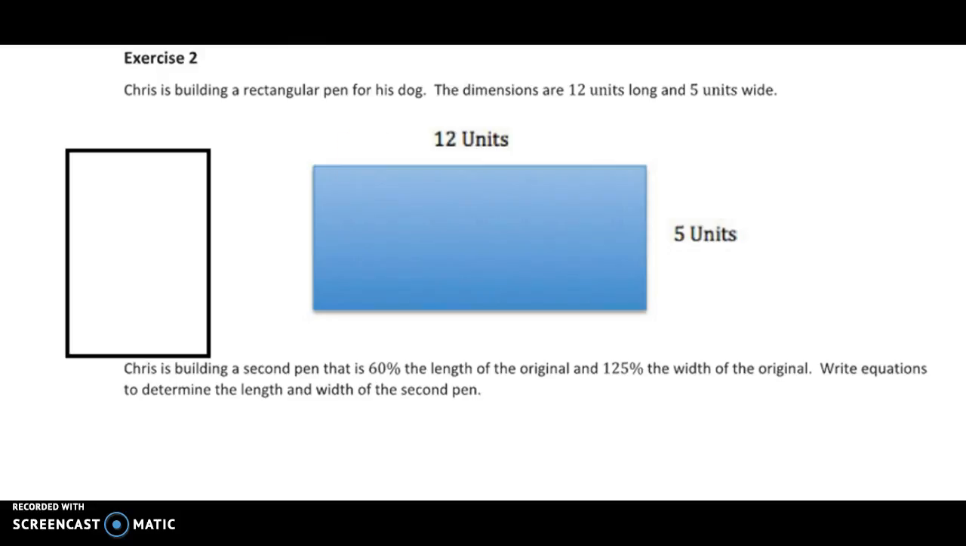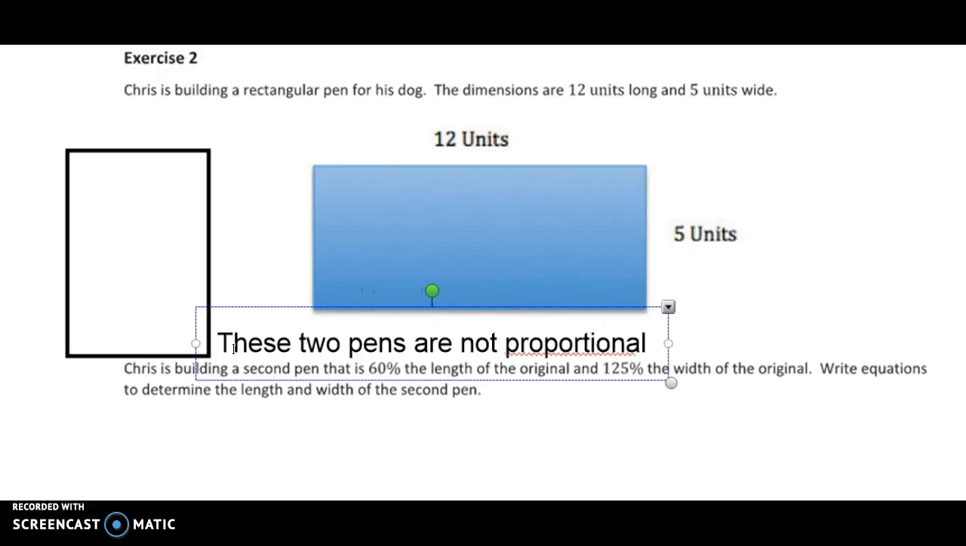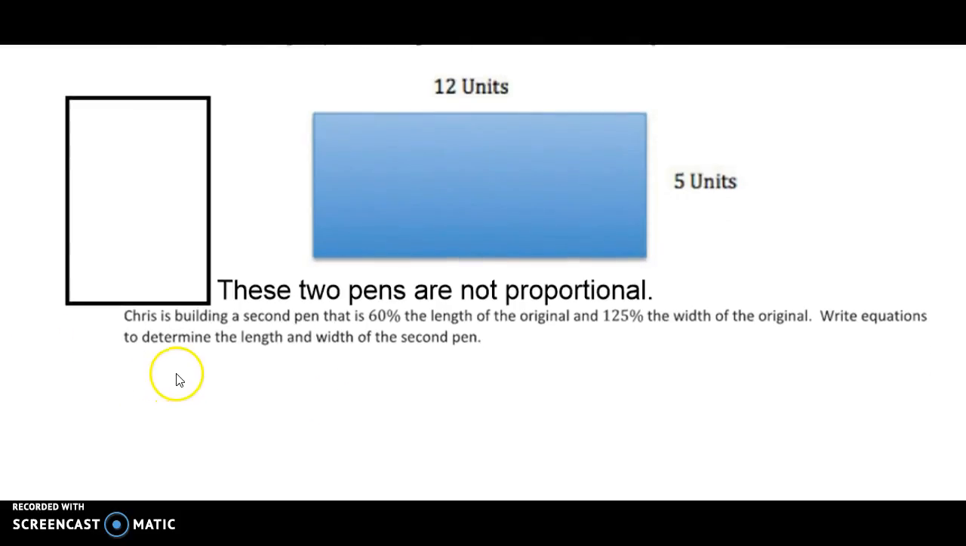So the first thing to realize about this, if this can be 60% of the length and 125% of the width, these two pens are not proportional. Okay, they're not going to look like the same shape. But that's not really the question. They want to know, it says write the equations to determine the length and the width. All right, so for the length, I just decided here we're going to be using the 12. You could refer to the length as 5, but I think it makes more sense to use the length of 12.